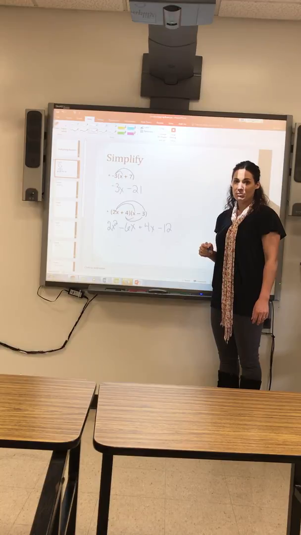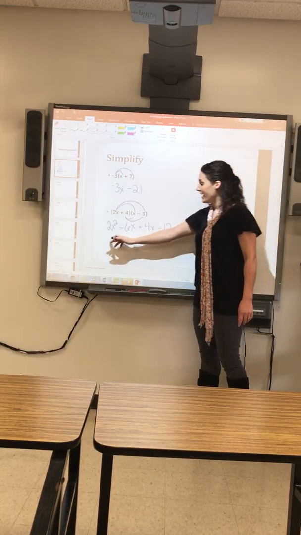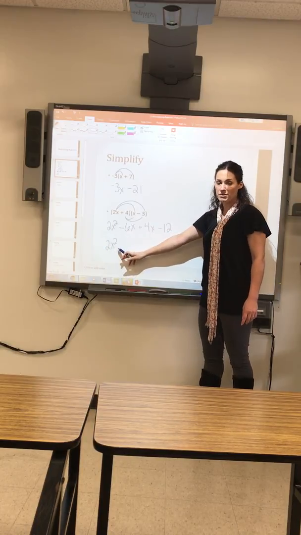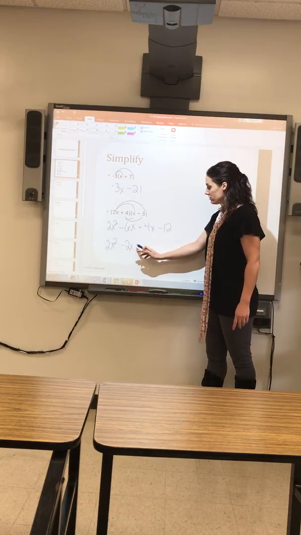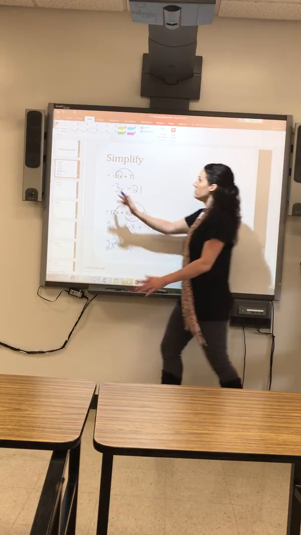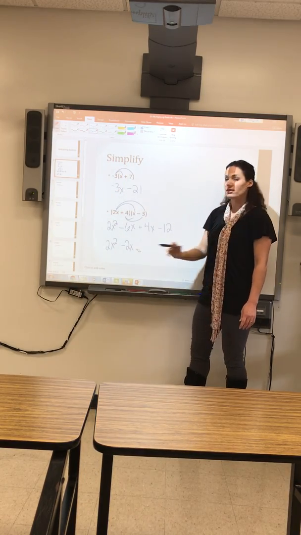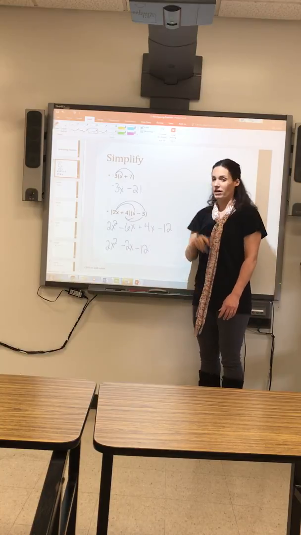In the end, you do have to simplify to make sure that you get your like terms all simplified, and it needs to be in standard form. So your x squared term comes first, then you combine the x terms to get -2x. Remember when I said minus? You need to do that. -12.